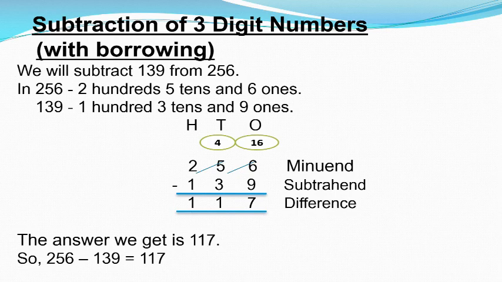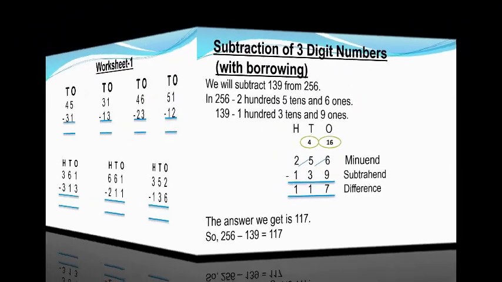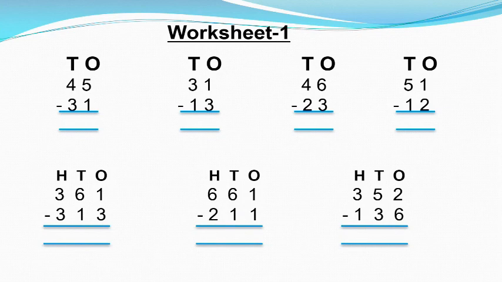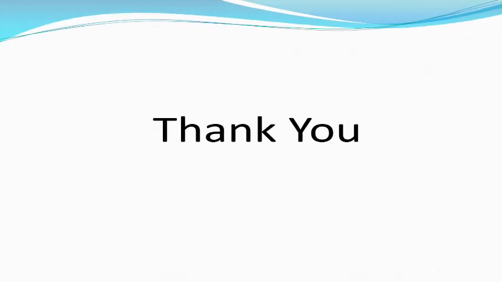So, the answer is 117. It means 256 minus 139 is equal to 117. There is one worksheet for your practice. Solve all these sums and write their differences. I hope you all have understood the concept of subtraction without borrowing and with borrowing.